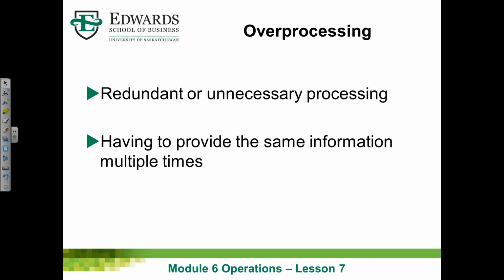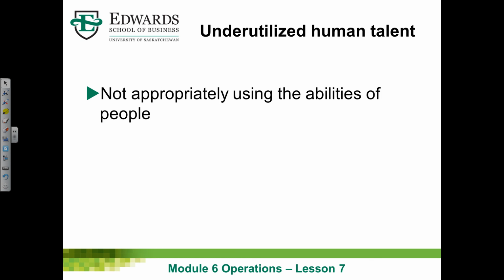That's over-processing. The eighth source of waste is what's called underutilized human talent. And this is where you've got your staff in your organization, but you're not appropriately using their abilities. For example, I am a professor here at the Edwards School of Business. I don't think my boss, which is the dean, would want me photocopying my own exams, because there are people that are paid to teach the material, and then we have staff that do the copy center and do the exam preparation and make sure that it's all set up for us.